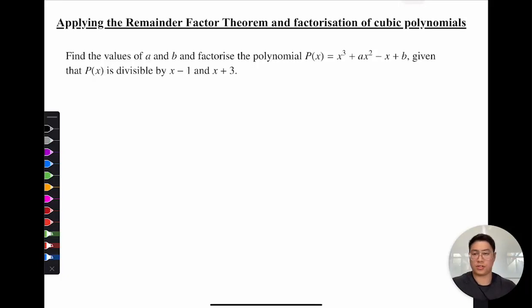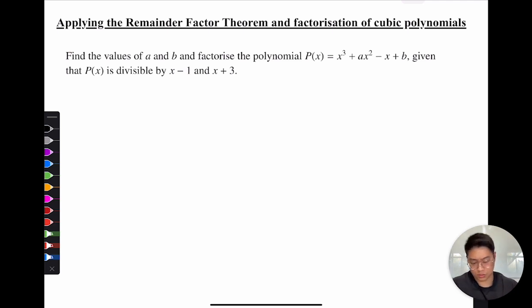So in this particular question here, we're going to look at applying the remainder factor theorem and factorization of cubic polynomials. It says find the values of a and b and factorize the polynomial p of x equals x cubed plus ax squared minus x plus b, given that p of x is divisible by x minus 1 and x minus 3.